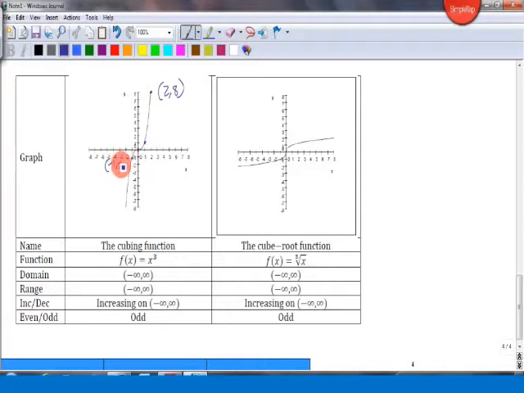Negative 1. And negative 2 times negative 2 times negative 2 is negative 8. So negative 2, negative 8. Key points if you're sketching a quick graph of the cubing function.